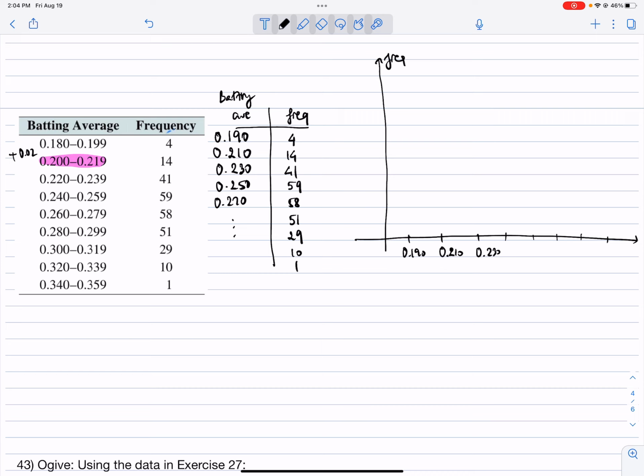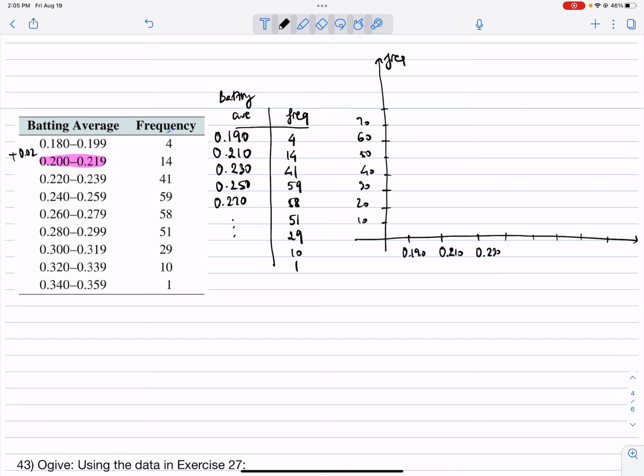And then for the frequency, we look at the frequency numbers. The highest number is 59. So you may want to do 10, 20, 30, 40, 50, 60, 70, and you can stop at 60 actually.